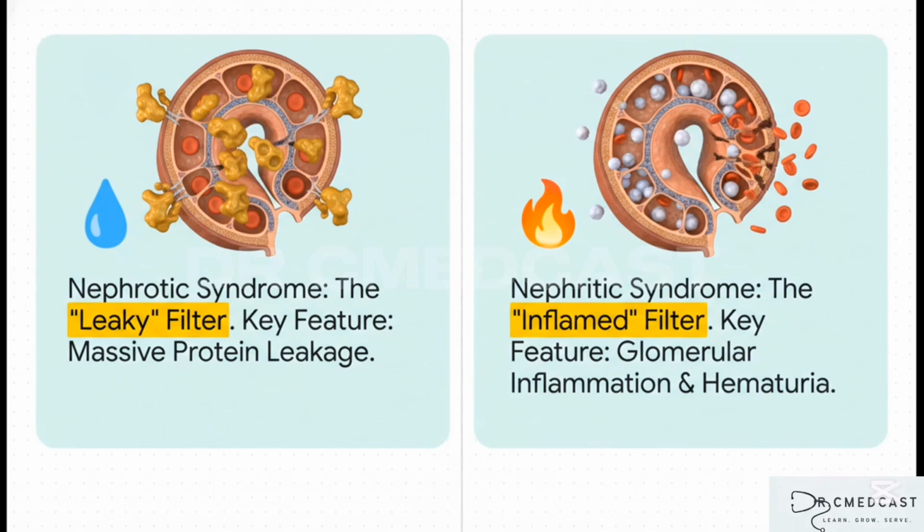Think of nephrotic syndrome as a leaky filter. The damage here is subtle, messing up the specialized cells called podocytes. This makes the filter lose its ability to hold back protein, so you get massive protein leakage. On the other hand, nephritic syndrome is an inflamed filter. Here you have an aggressive immune attack causing actual physical breaks in the filter, which leads to blood and red blood cells spilling into the urine.